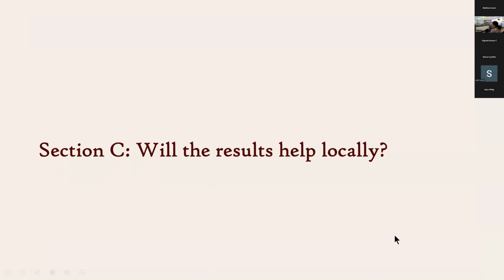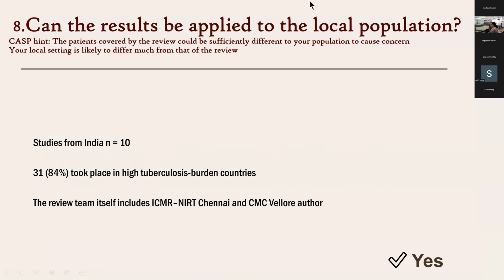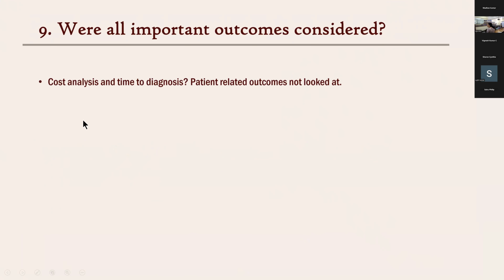So now comes section C, which is, will the results help locally? 10 out of these 36 studies were from India. 84% of them were from high tuberculosis burden countries. 2 of the reviewers were from India. One is actually from CMC. Jefferson from PubMed was also one of the reviewers for this study. So reasonably, I think we can extrapolate this to our population.